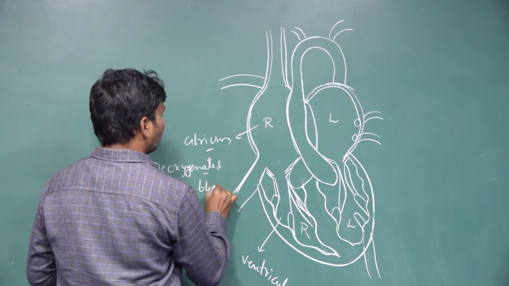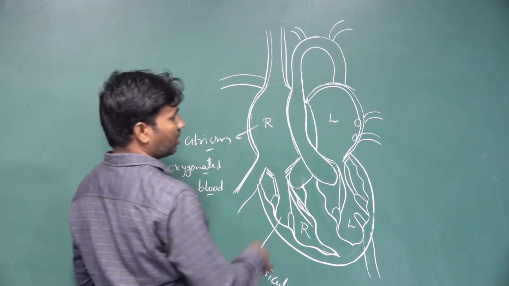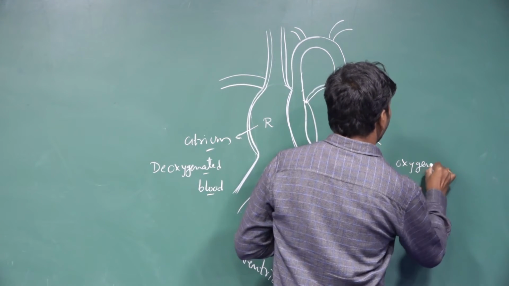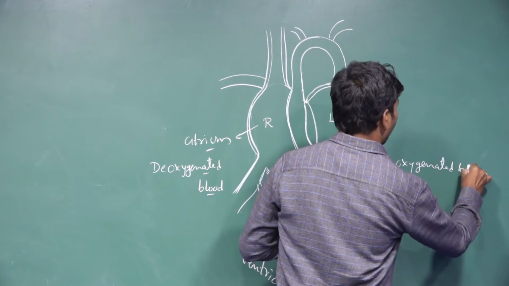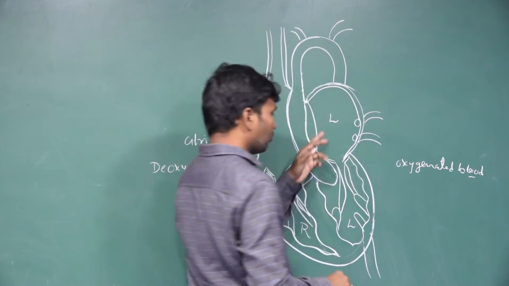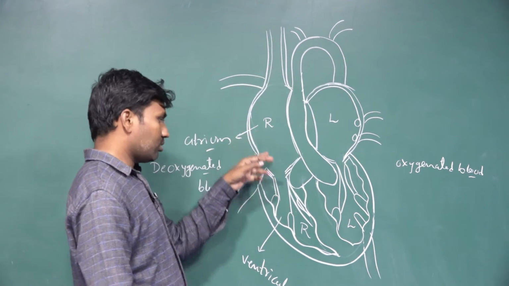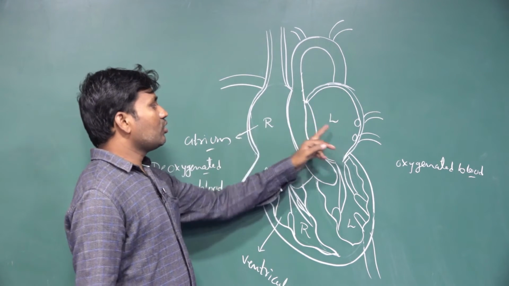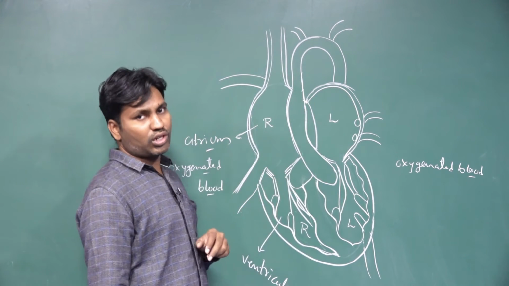Deoxygenated blood. The left side of the chambers are conducting the oxygenated blood. These two chambers are conducting the oxygenated blood, and these two chambers are conducting the deoxygenated blood. So like this, the human heart has four chambers.